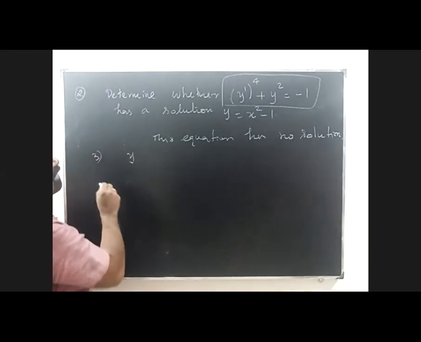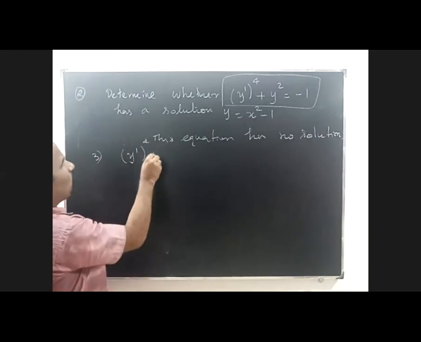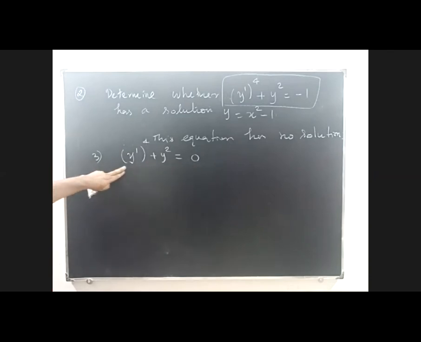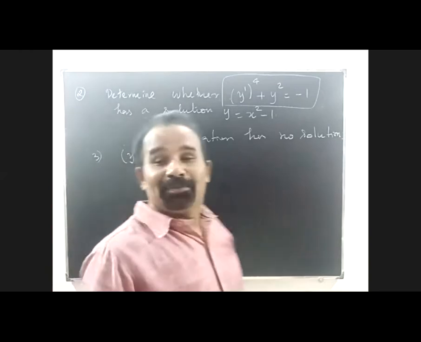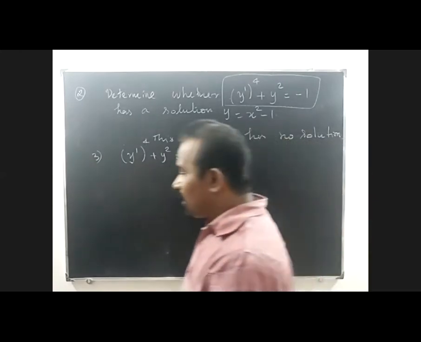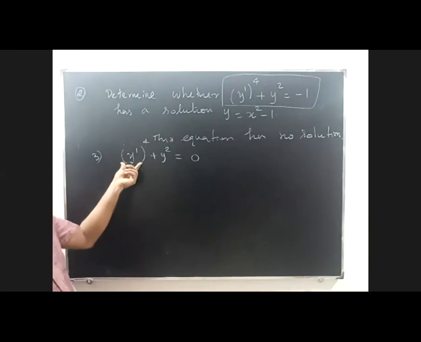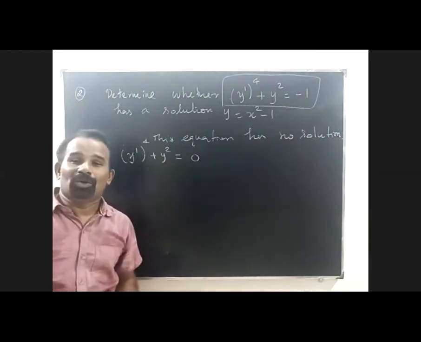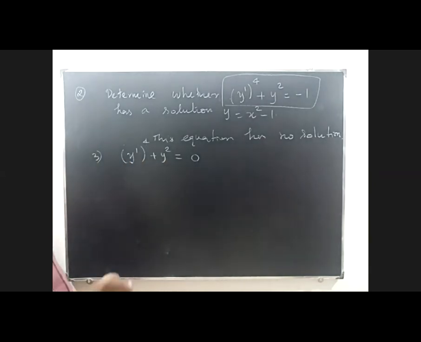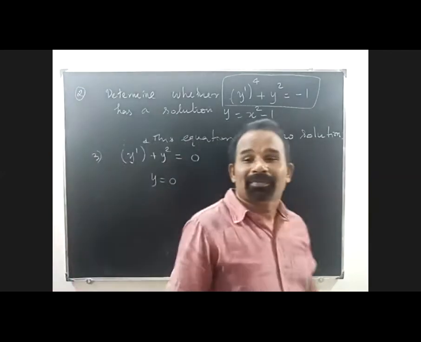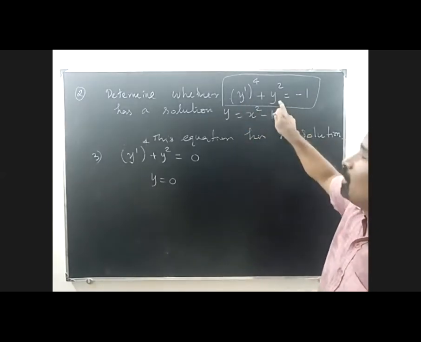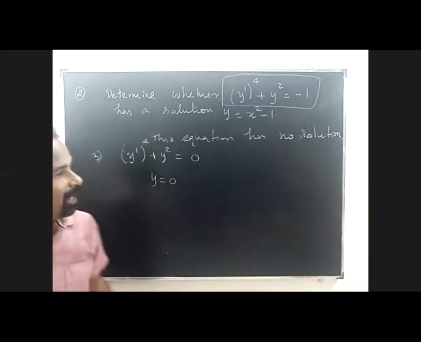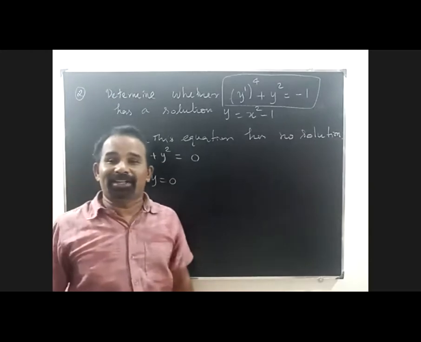Another thing is, consider the same equation, y dash power 4 plus y squared equal to 0. Consider this equation. What will be the solution of this equation? Definitely, whatever value you take for y, this is positive and this is also positive. The sum of two positive numbers is equal to 0. What are the possibilities? The only possibility is y is equal to 0. See that? Here, for the previous equation there is no solution. So now we have three kinds of solutions for a differential equation.